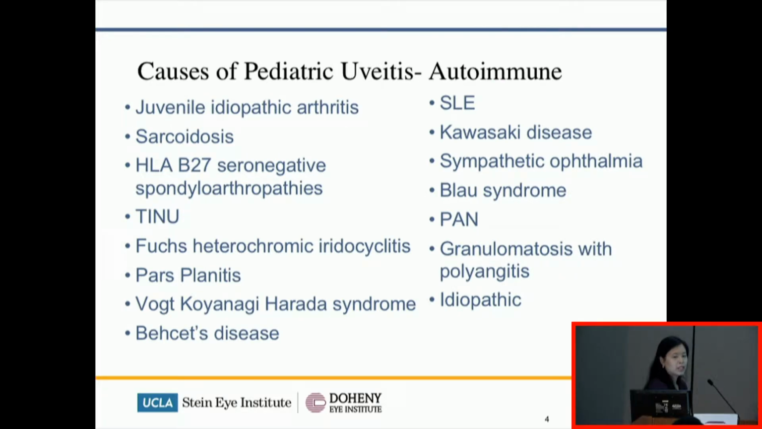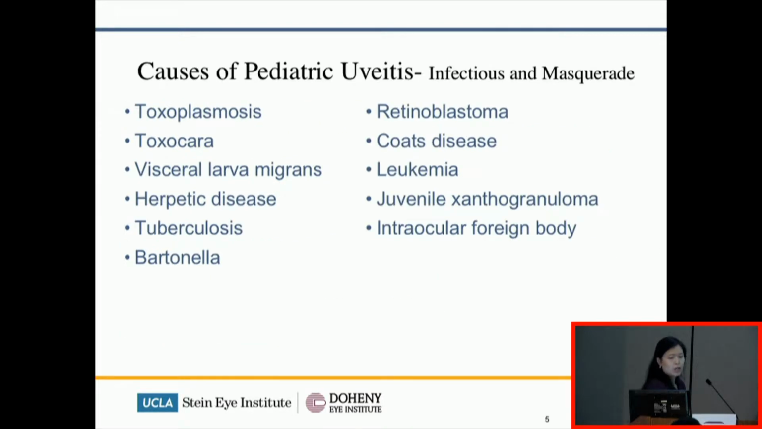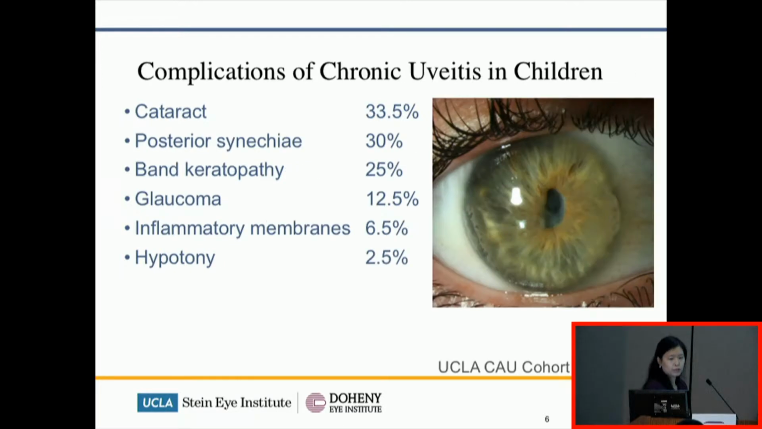So there are many causes, and we could spend the entire talk just talking about these, but in the interest of time, I just wanted to give you some general concepts on how to manage these patients. Within autoimmune etiology, the most common association is by far juvenile idiopathic arthritis, or used to be called JRA, but we call this juvenile idiopathic arthritis now. There are also infectious and other masquerade conditions that can cause pediatric uveitis. In a series in India, the most common cause of pediatric uveitis was infectious, and these were some of the etiologies, but less common in this country.